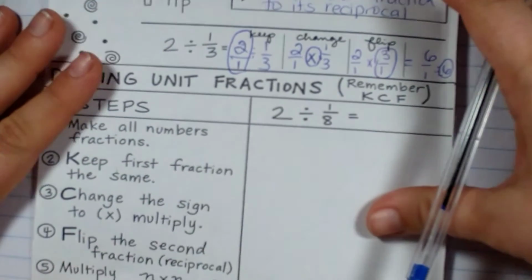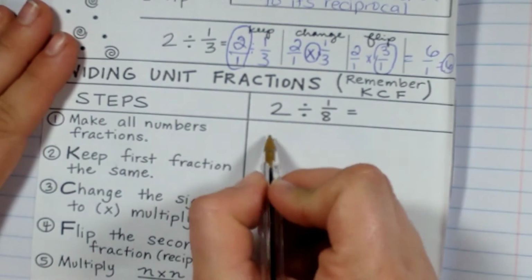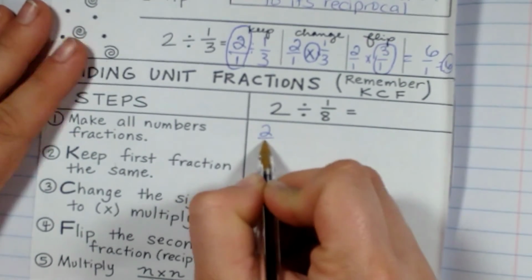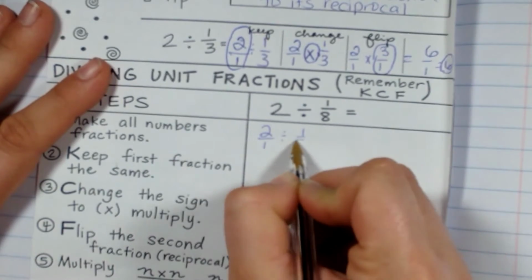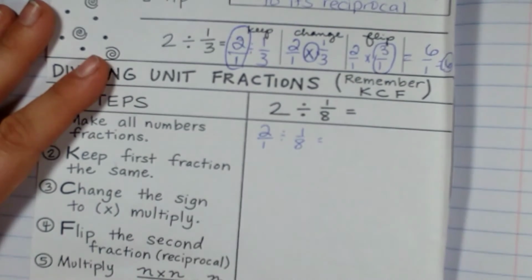So let's do some examples. Make all the numbers fractions. So 2/1 divided by 1/8 equals.